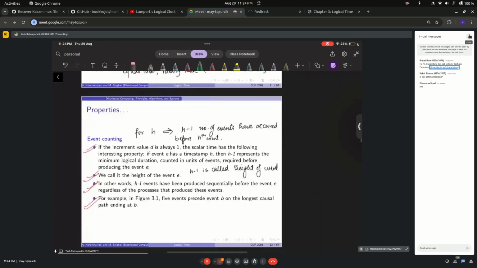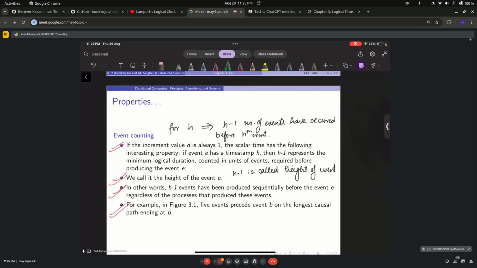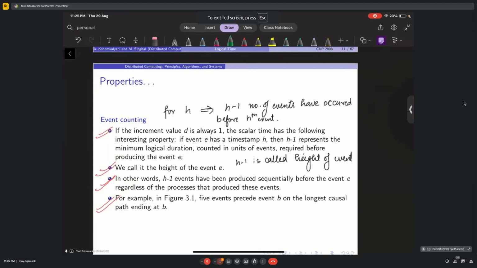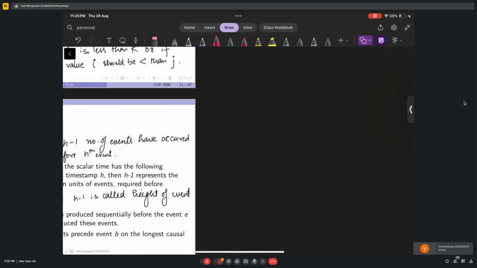Okay, now let's come to event counting. Again, very easy. These all are properties that we are understanding. Tell me one thing. If I'm incrementing each event by 1 unit, then for an event e, if I have timestamp h, think about it, for an event e in a process. This is my process, and these are my events E1, E2, E3, E4, E5, E6, E7, E8, and so on.